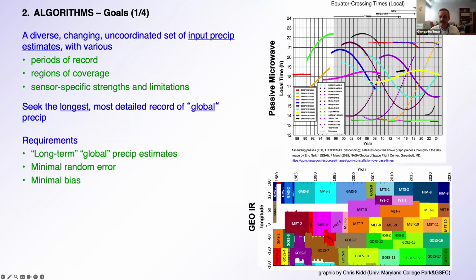So the diagrams on the right show you for passive microwave and the GOIR what the coverage is. The GOIR has essentially complete global coverage in the band 60 north to south, and it stretches back, in fact, to 1983.